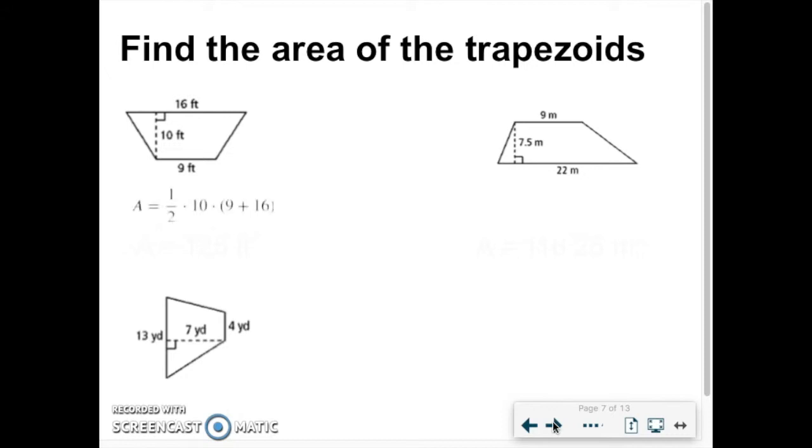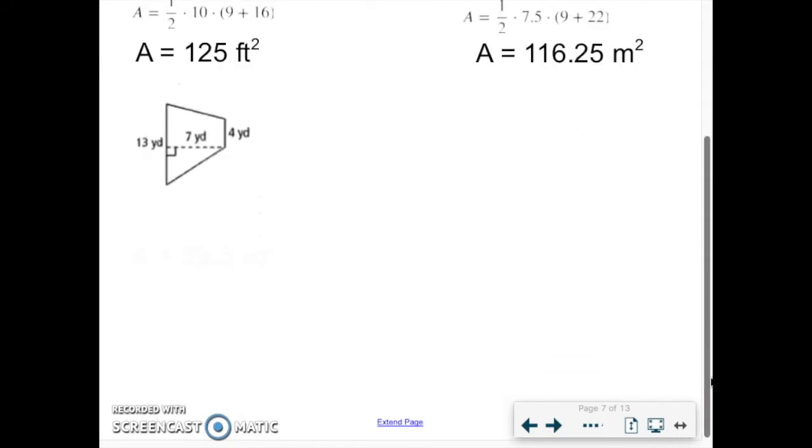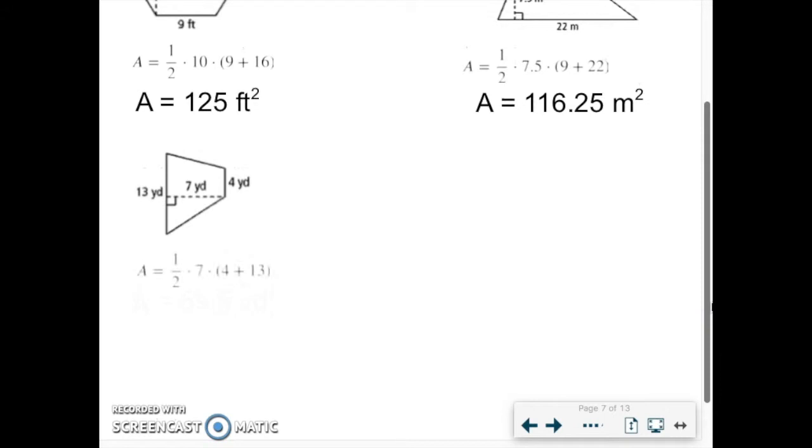So there weren't any tricks for these ones. For that first one, 10 was your height, 9 and 16 were your bases. When you plug everything in the calculator, you should have got 125 square feet. Second one, 7.5 was your height, 9 and 22 were your bases. So 1/2 times 7.5 times 9 plus 22, which is 31, would have given you 116.25. And lastly, we have our 1/2 times 7 times 4 plus 13, which would come out to about 59.5 square yards. So hopefully those 3 went okay.